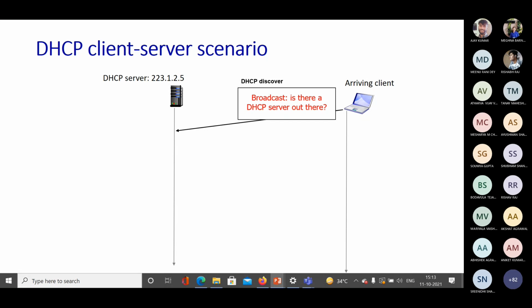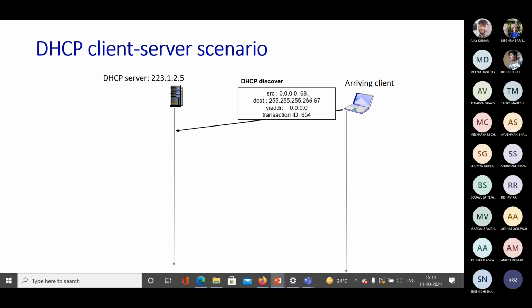So once the DHCP server which is connected to the particular router gets this DHCP discover message, now let's first look at this. What is the content of the DHCP discover message? For now, the arriving client, as you all know, does not have a fixed IP address, right? So what is it given? It is given a very default address, that is 0.0.0.0.